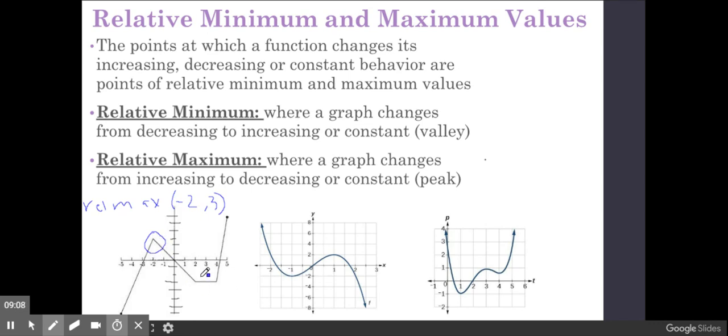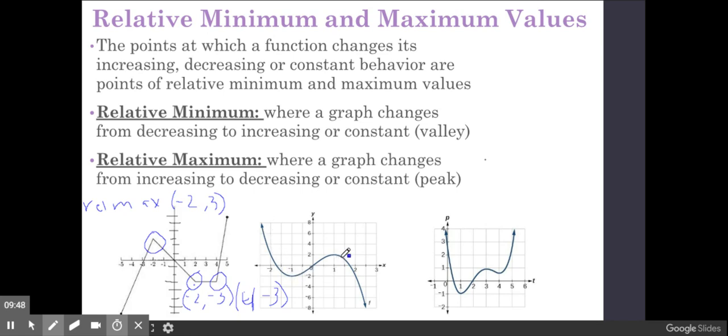So now down here, we have 2 more changes in behavior. This one goes from decreasing to constant. So this is considered like the bottom of a valley. So we would say at 2, it looks like it goes down to -3. We have a relative minimum, as well as right here, for -3 is also another relative minimum. So relative max (-2, 3), and these are our 2 relative minimums.